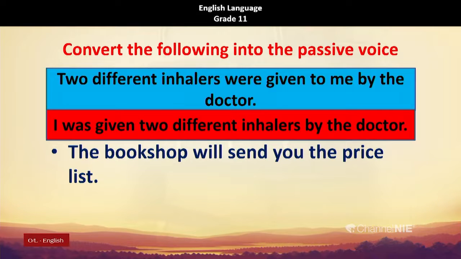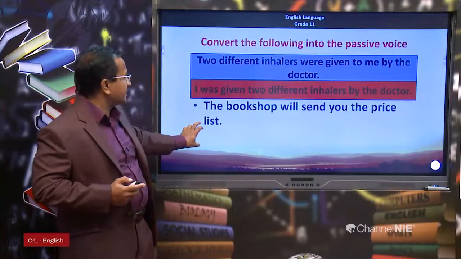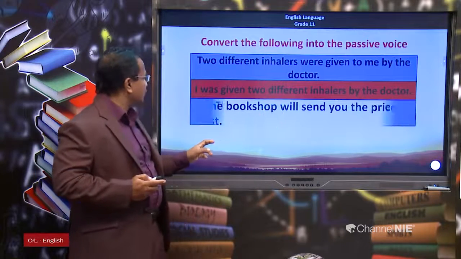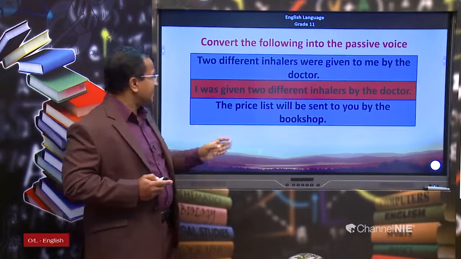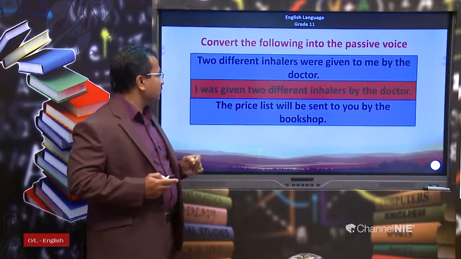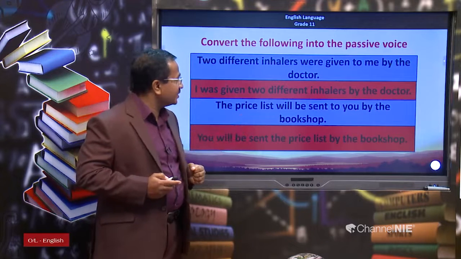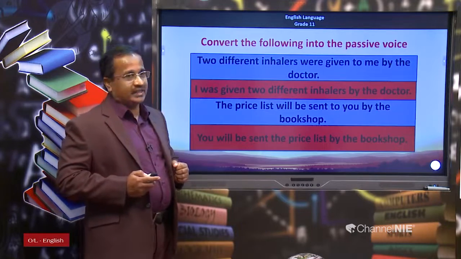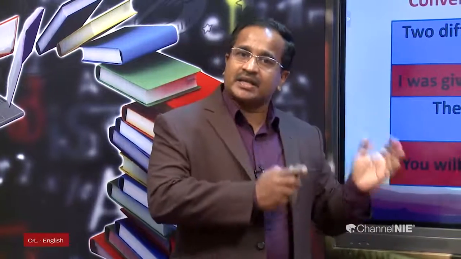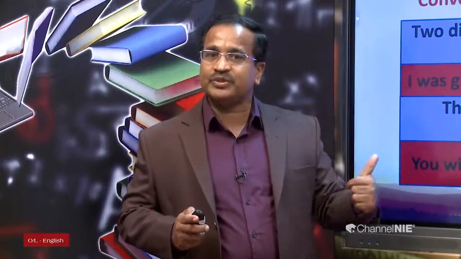The bookshop will send you the price list. The price list is the direct object. You is the indirect object. So, if you take the price list as the subject of the passive voice sentence, you can start the sentence with the price list. The price list will be sent to you by the bookshop, or else if you use the indirect object, you will be sent the price list by the bookshop. So, these are the ways how you can convert an active voice sentence into the passive voice when it has two objects, the direct object and the indirect object. Let us have a look at the next.